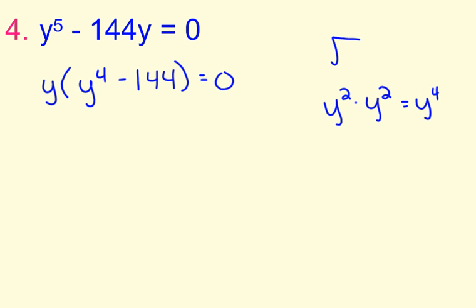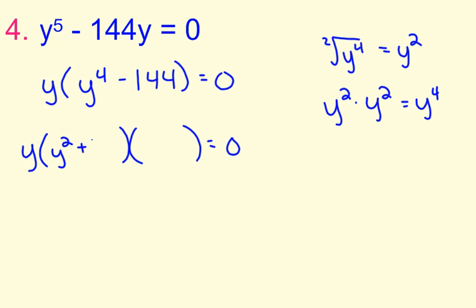Think of it this way. What's the square root of y to the 4th? Remember, we divide that. So it is a perfect square. It divides evenly by 2. So when I factor this, I'll keep my y, and I'm going to list both perfect squares. I would have y squared plus 12, y squared minus 12. So as I solve this, I have y equals 0. There's one answer. Not a double root or triple root there, just single 0.